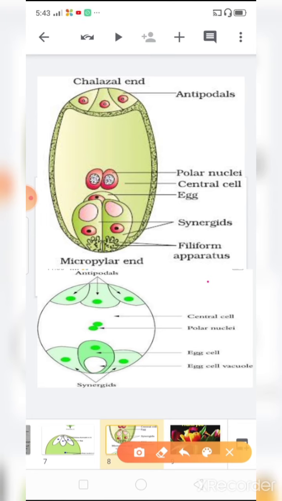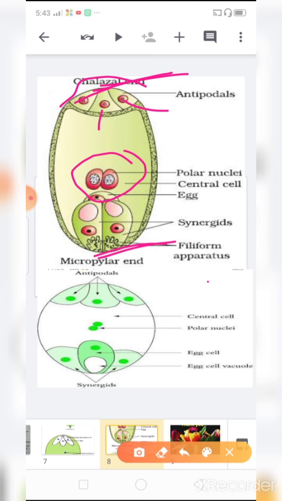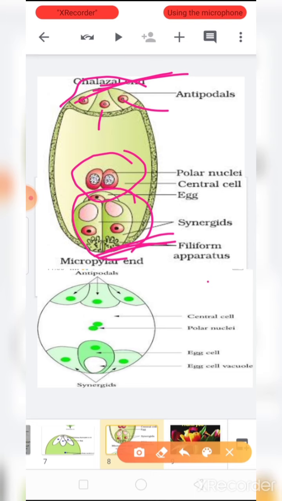The female gametophyte or embryo sac is 7-celled. Here we can see this one is the chalazal end, this one is the micropylar end. The chalazal end contains 3 antipodal cells. The center of the embryo sac contains 1 diploid secondary nucleus cell. And the micropylar end contains a 3-celled egg apparatus, totally 7 cells.